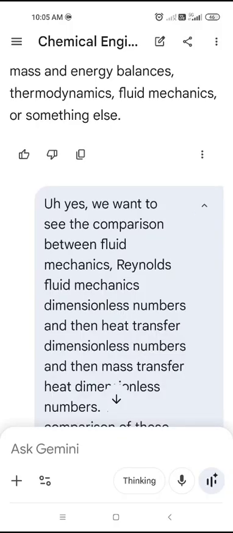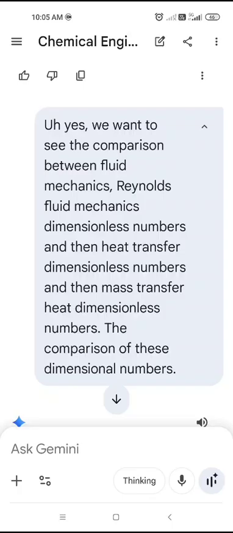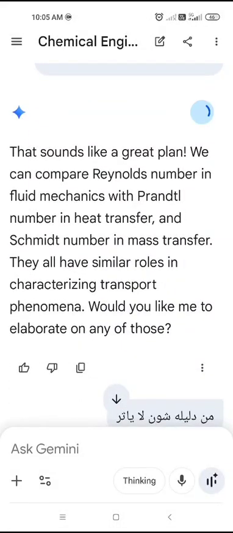Yes, we want to see the comparison between fluid mechanics dimensionless numbers, heat transfer dimensionless numbers, and mass transfer dimensionless numbers, and the comparison between these different dimensionless numbers. That sounds like a great plan.